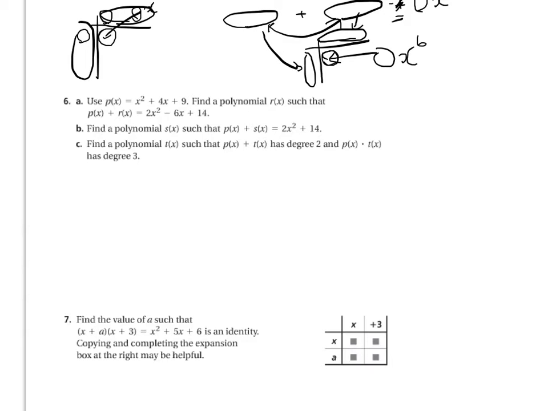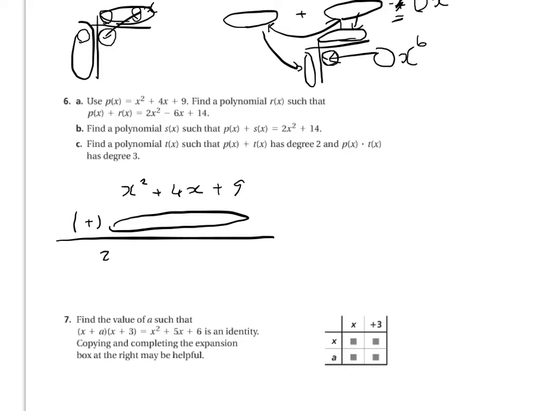Problem number 6. Use p of x equals x squared plus 4x plus 9. Find the polynomial r of x such that p of x plus r of x equals 2x squared minus 6x plus 14. So p of x is x squared plus 4x plus 9, and you add some kind of polynomial, we call it r of x, and then we have to get 2x squared minus 6x plus 14. So the question is, what plus what is 2x squared? What plus 4x is negative 6x? And 9 plus what is 14?